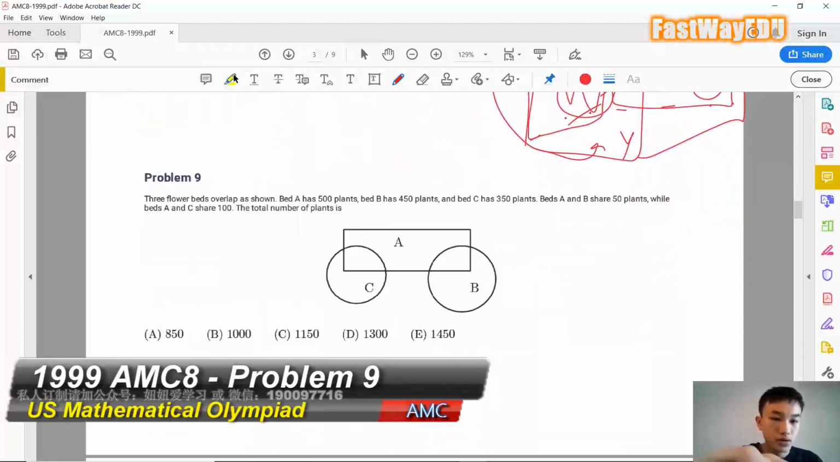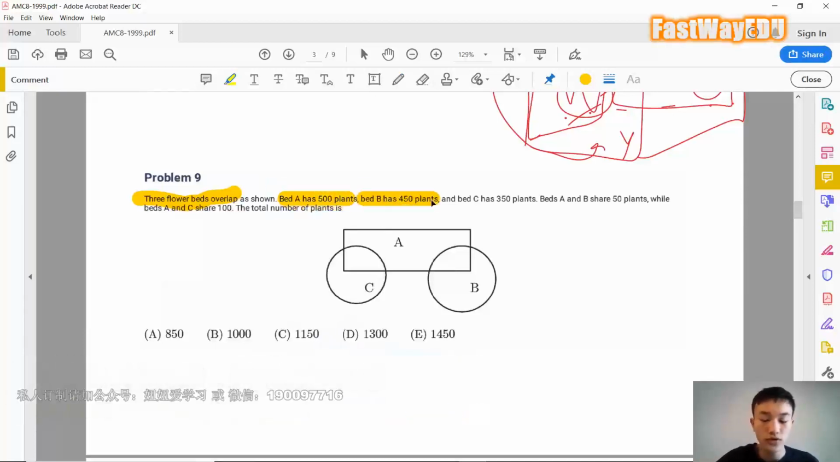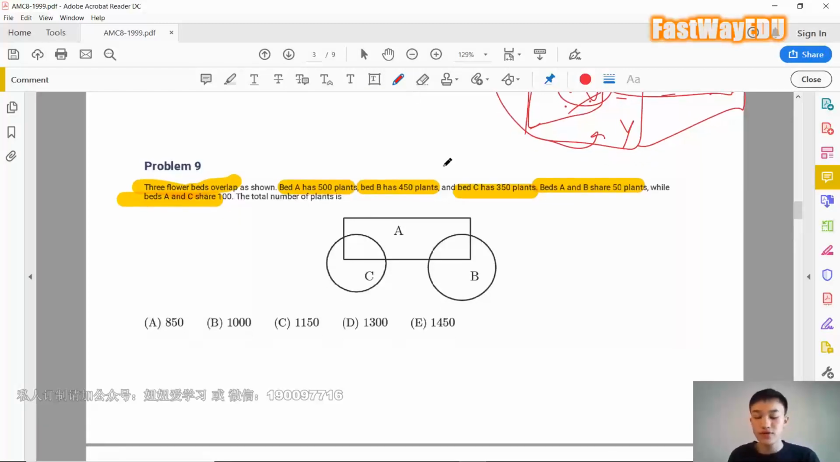Problem 9. Three flower beds overlap as shown. Bed A has 500 plants, bed B has 450 plants, and bed C has 350 plants. Now beds A and B share 50 plants, beds A and C share 100 plants. The total number of plants is... In this question, it should remind you of a Venn diagram, but it's just a more confusing Venn diagram.